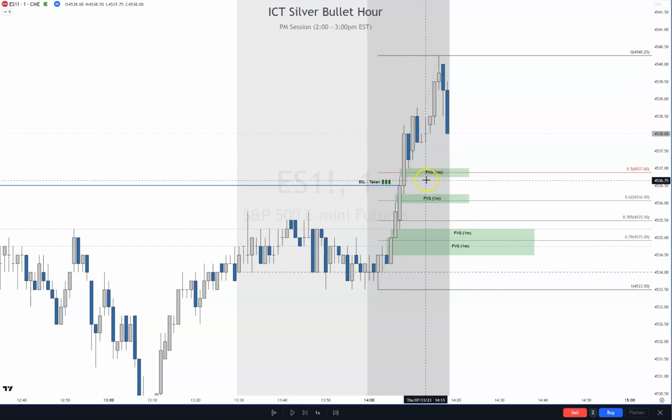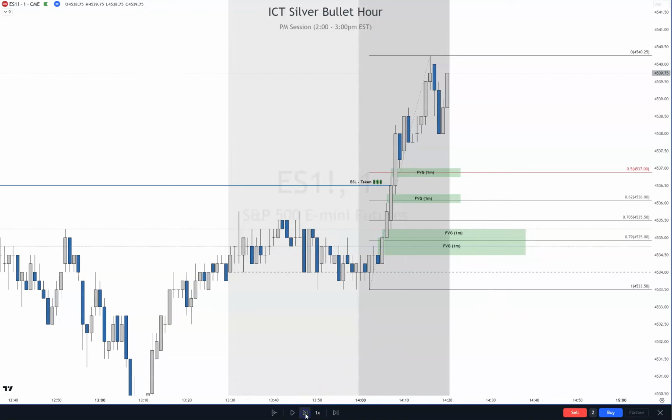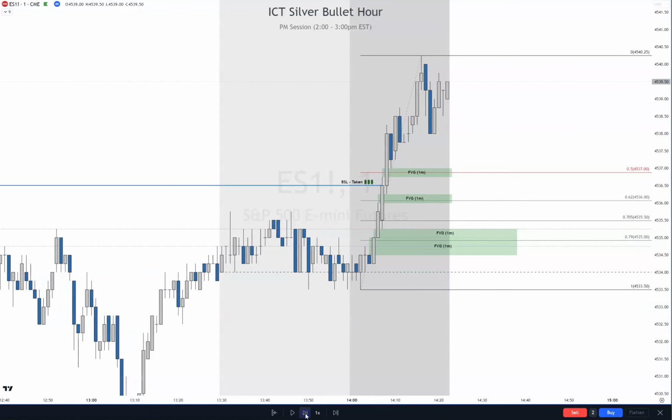So for me, this one would be out, and this one would be out. I need it to come down into here. Well, when you look back also, that's also right in the perfect optimal trade entry area. So I'm looking at entering on these two. These two I would not be entering in. We might not even get it.